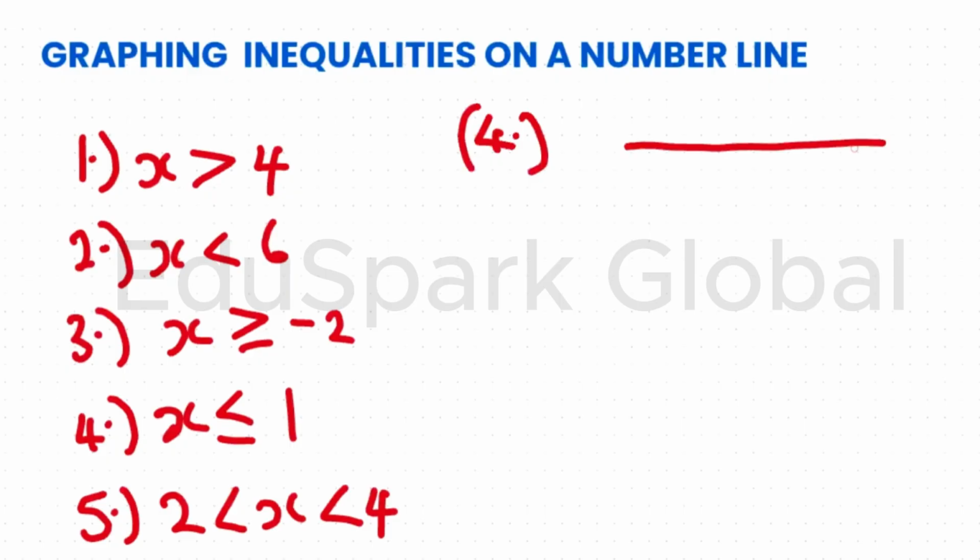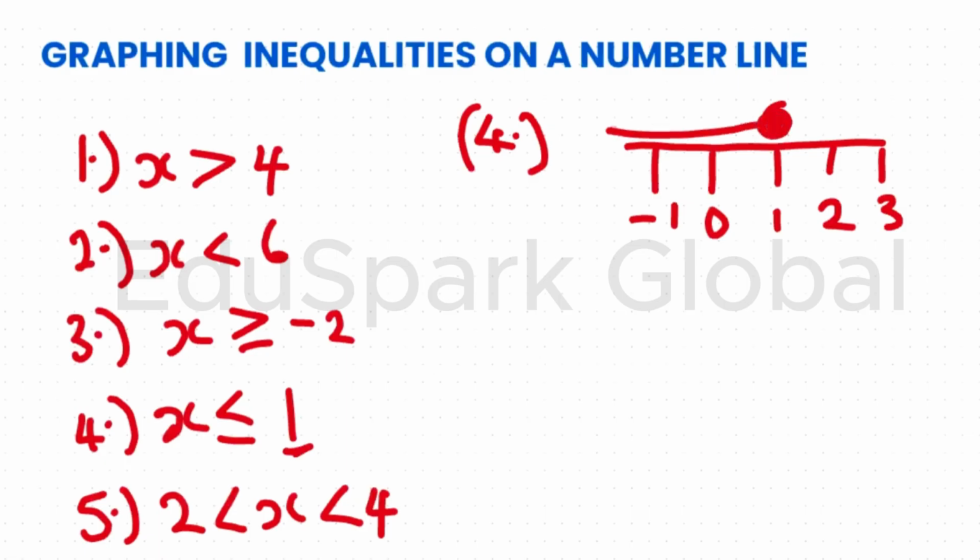So let's start with 1. Then let's place two numbers in front of 1, which is 2 and 3. And let's place two numbers at the back of 1, which is 0 and negative 1. So we start from 1 because the question is talking about 1. Since it is less than or equal to 1, it is shaded, then the arrow will move to the left hand side.